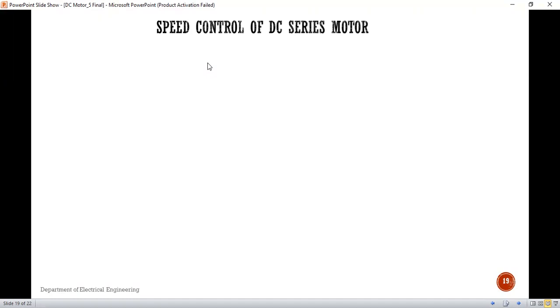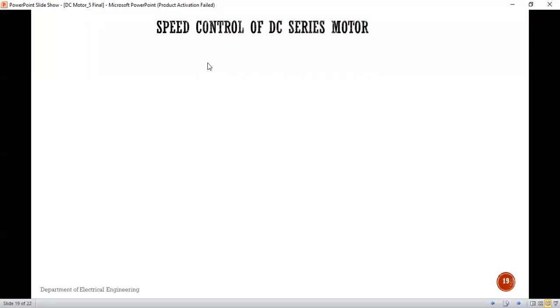In the previous lecture, we discussed the speed control technique of a DC shunt motor. Also, we discussed the speed control technique of a DC series motor. Some methods we have not covered in the previous lecture, so we will cover those methods in this lecture: the speed control technique of a DC series motor.